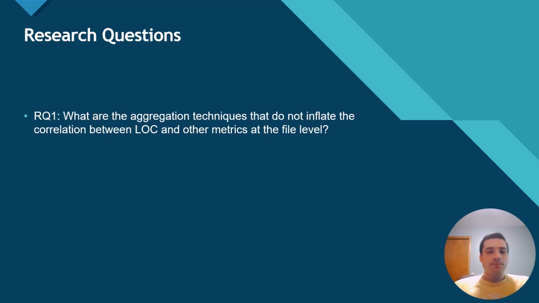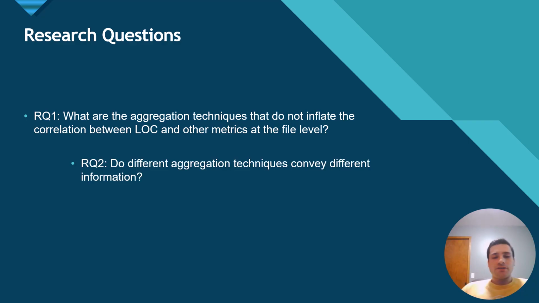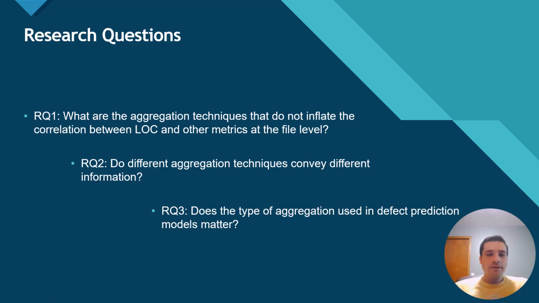So the researchers developed these three research questions. Number one, what are the aggregation techniques that do not inflate the correlation between lines of code and other metrics at the file level? Research question number two, do different aggregation techniques convey different information? And then the third research question, does the type of aggregation used in defect prediction models matter? So these are the three research questions that guided their research.